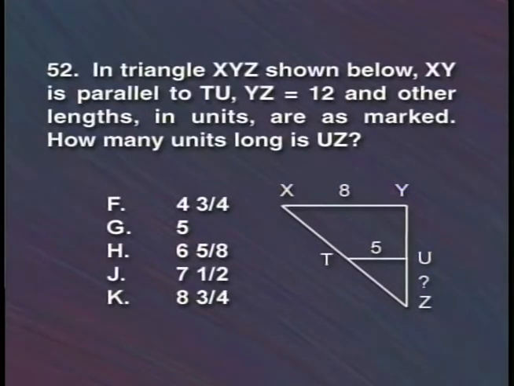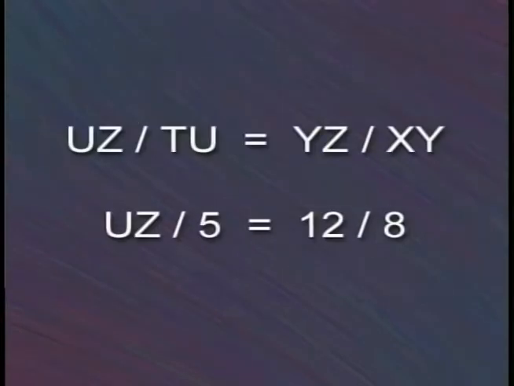Thus, the two triangles, XYZ and TUZ, are congruent. The sides of congruent triangles are proportional. Thus, we can set up a ratio to help us solve this problem. For instance, the ratio of the side UZ to TU is proportional to sides YZ and XY. Substituting known values gives us the following equation. UZ divided by 5 equals 12 divided by 8.